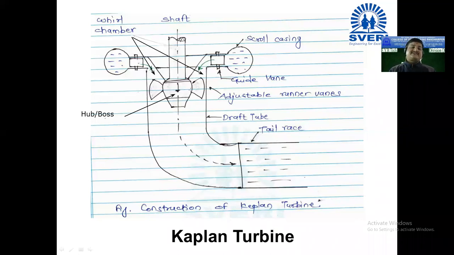Now we will proceed towards the working of this Kaplan turbine. In the Kaplan turbine, water is brought into the casing from the higher head, and the casing is always full with water. Water from a high dam is brought through the penstock and provided into the casing. And when water is brought into the casing, that water is coming from a height, so it contains kinetic energy, and this water with kinetic energy is entering this whirl chamber over the guide vanes.